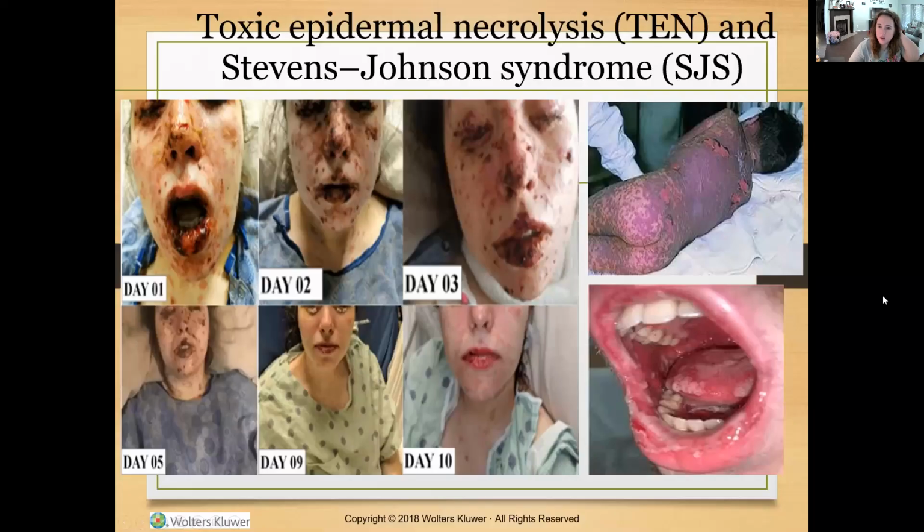Okay. So that's Stevens-Johnson syndrome. It's a medical emergency. It's going to be treated similar to a burn. The things we need to watch for are eyes and mouth, so monitoring those closely, and prevention of infection.